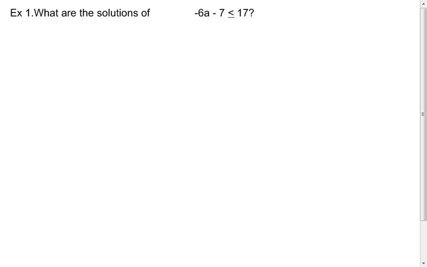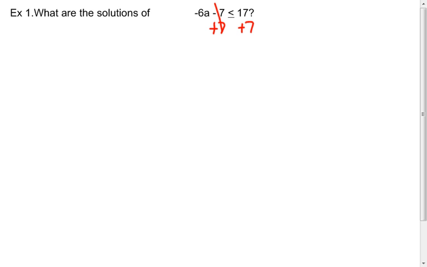What are the solutions of negative 6a minus 7 less than or equal to 17? Okay, my variable's a. There's no distributive property. There's no like terms. There's no variables on both sides. So a is my variable. It's being subtracted by 7 and multiplied by negative 6. The one I want to get rid of first is the one that's farthest away from the variable, which is the minus 7. So I'm going to add 7 to both sides.